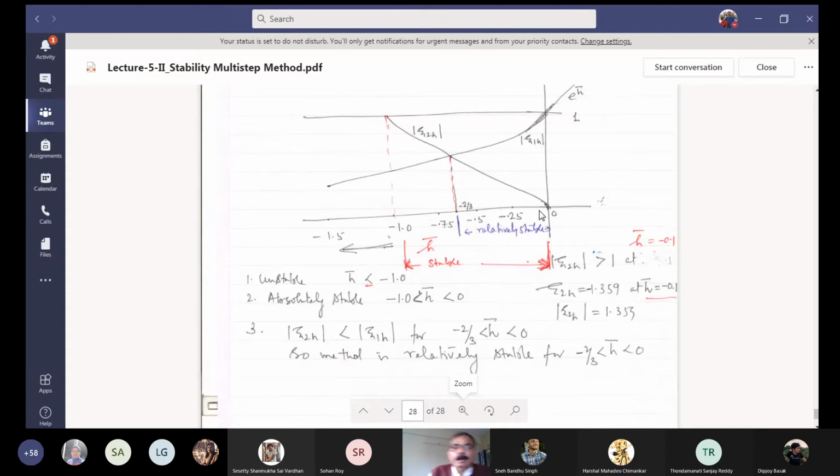Okay. Now, another thing we have to see is the relative stability. Relative stability means magnitude of xi1h, up to what magnitude of xi1h is greater than the here only one more is there. So magnitude of xi2h is less than magnitude of xi1h. You see this reason. That is your, at the point your minus 2 by 3.